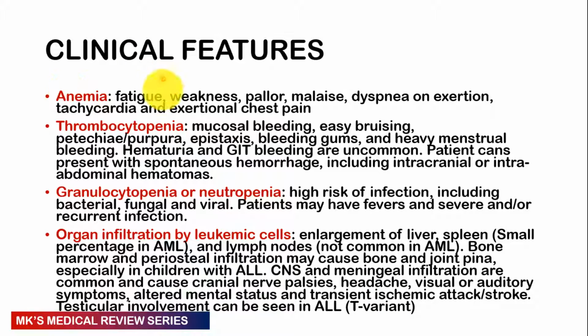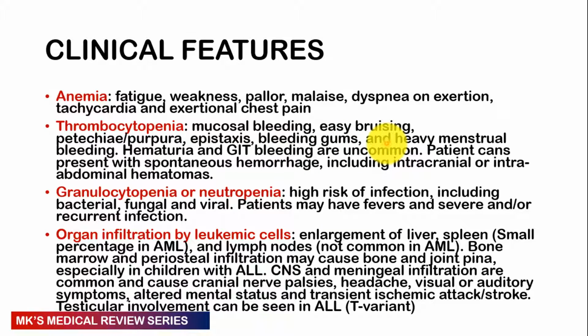You may get anemia, so you may get fatigue, weakness, pallor, malaise, dyspnea on exertion, tachycardia, as well as exertional chest pains. You may get thrombocytopenia, where you get mucosal bleeding, easy bruising, petechiae or purpura, epistaxis, which is nose bleeding, bleeding gums. Some people may get heavy menstrual bleeding, hematuria, which is blood in the urine. And of course, GIT bleeding may be present, but it is uncommon.